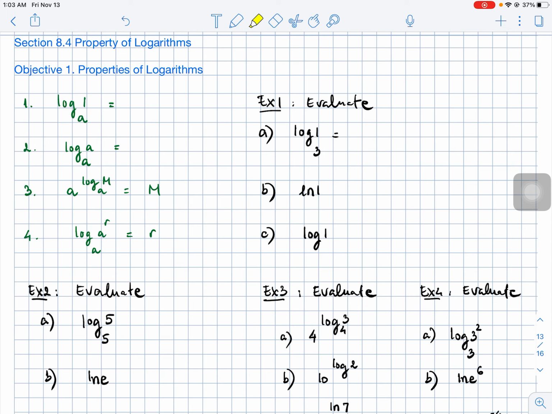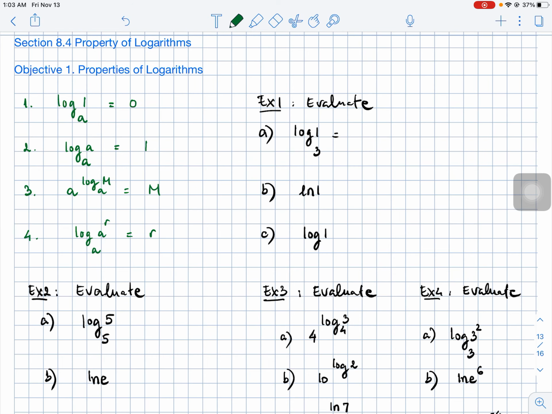So you see that a is the base, and the base to what exponent gives you the answer 1? The exponent must be 0, so a to the power 0 equals 1. And for the second one, we have a to what power equals itself? The answer is 1, so a to the 1 equals a.